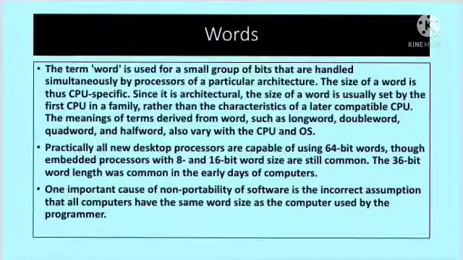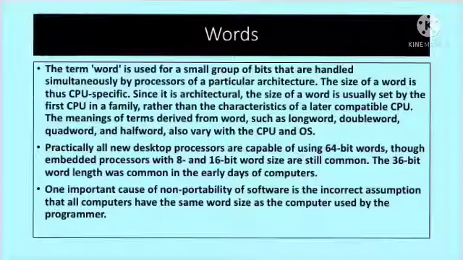Words. The term word is used for a small group of bits that is handled simultaneously by processors of a particular architecture. The size of a word is CPU specific. Since it is architectural, the size of a word is usually set by the first CPU in a family, rather than the characteristic of a later compatible CPU. The meaning of terms derived from word, such as long word, double word, quad word, and half word, also varies with the CPU and OS.